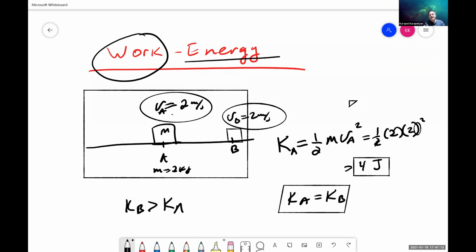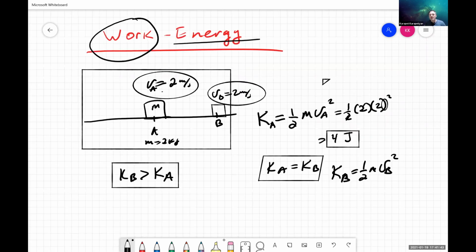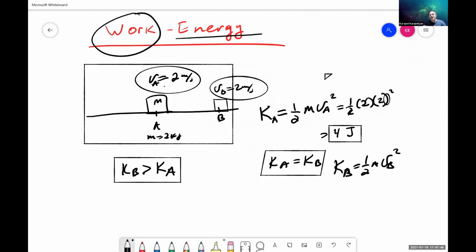If, for example, the kinetic energy of B is greater than the kinetic energy of A, that can only happen if it is moving faster at point B. That's why kinetic energy at point B, which is 1/2 times mass times speed at point B squared, is higher. So if the kinetic energy is increasing, that means the object is also increasing its speed. That's why more important than kinetic energy at one point or another is the changing kinetic energy. That's how we look at the motion: looking at delta K.